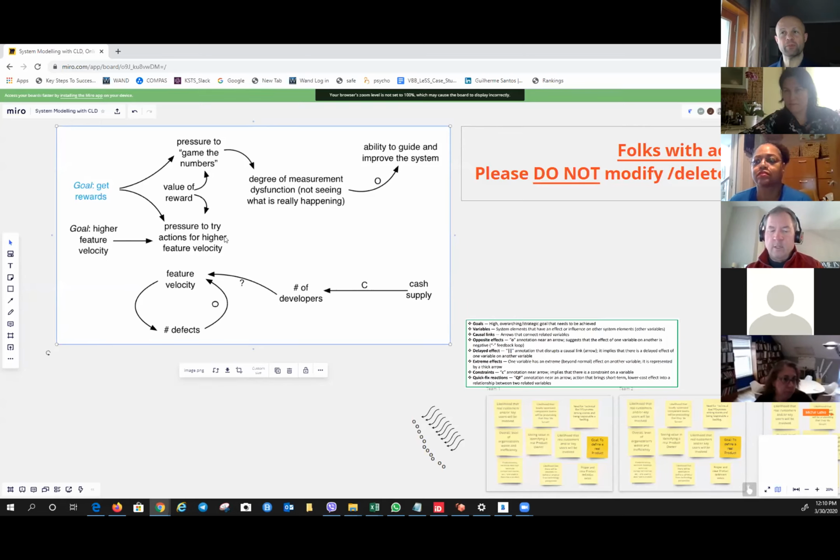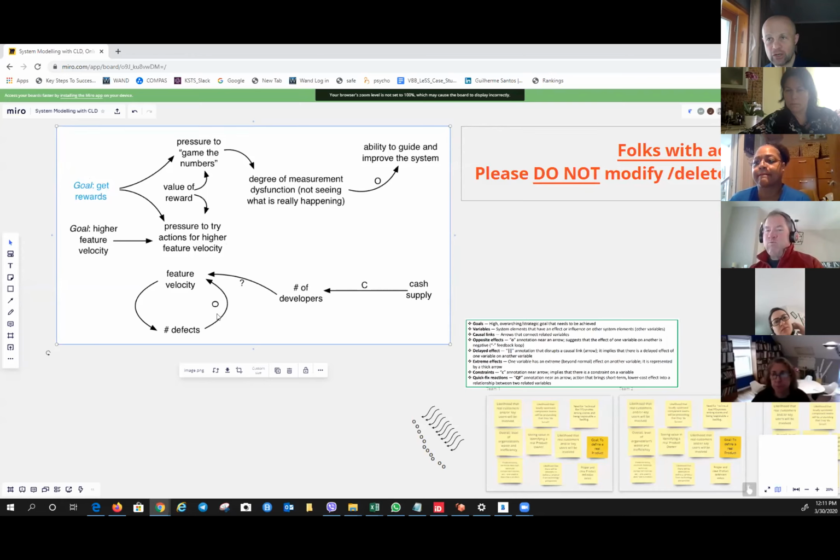Immediately we'll have a positive effect on pressure to try actions for higher feature velocity. So one is high, the other one is high. So notice here, pressure to try actions for higher feature velocity has dual impact from the goal, getting rewards. People want to have high velocity because they're rewarded for high velocity. And there's a high feature velocity as an individual goal.